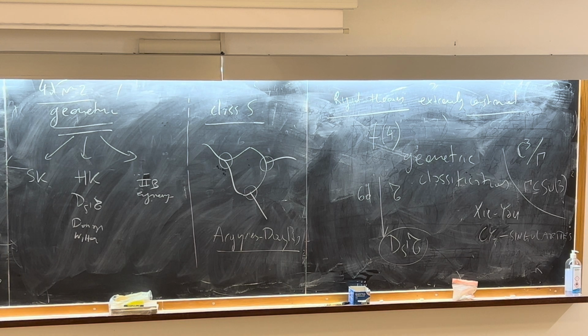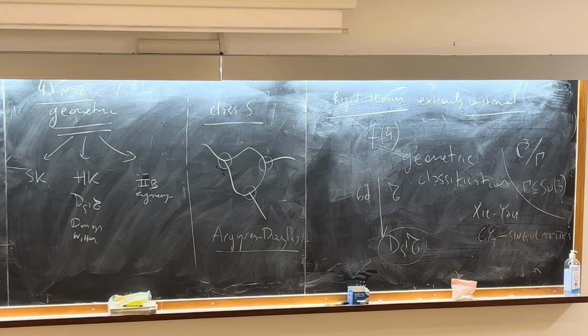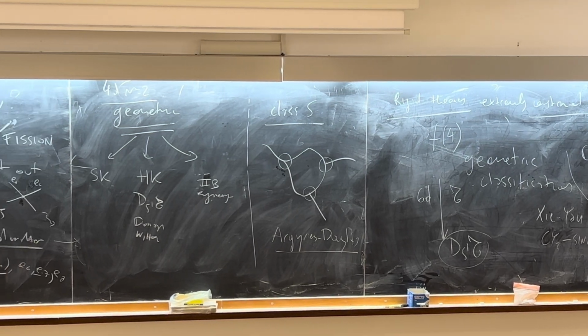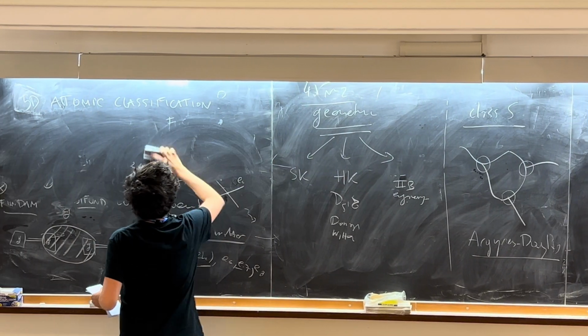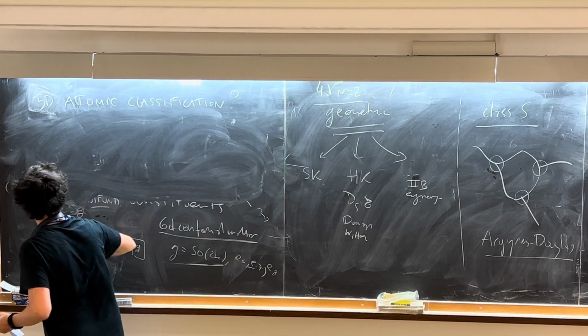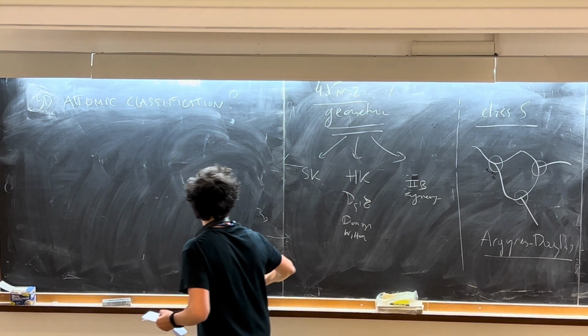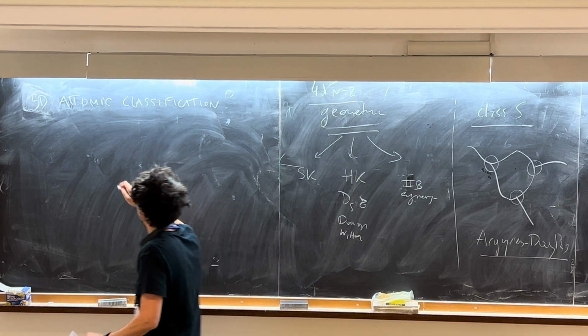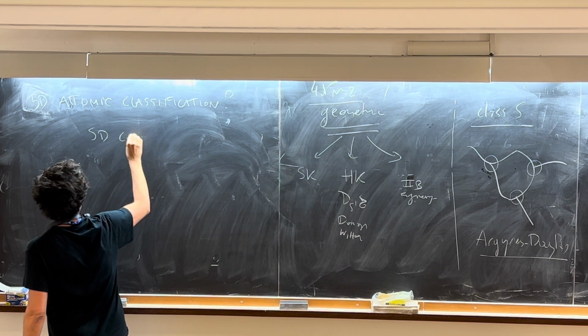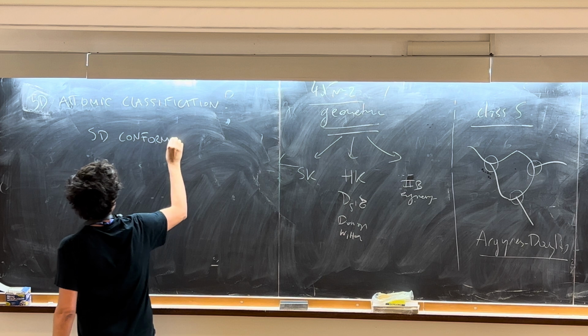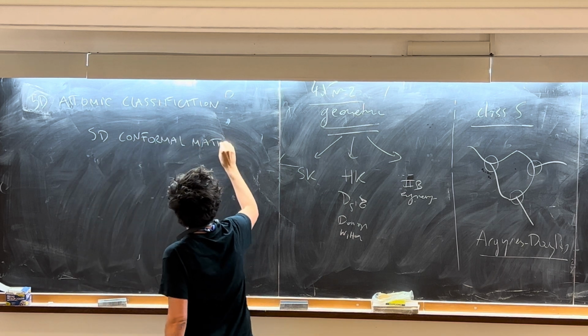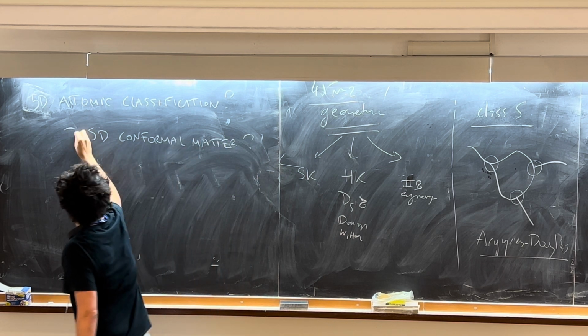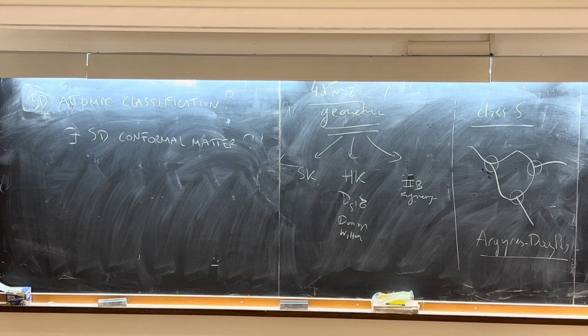No, we don't go into the details of the classification. We don't even start. But what we start doing is we start trying to build 5D conformal matter, no? This is the first question. If you want an atomic classification, you need to have some analogs of 5D conformal matter. Is there evidence for 5D conformal matter?